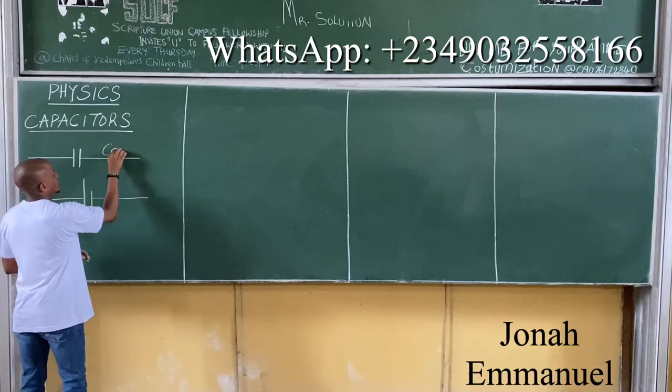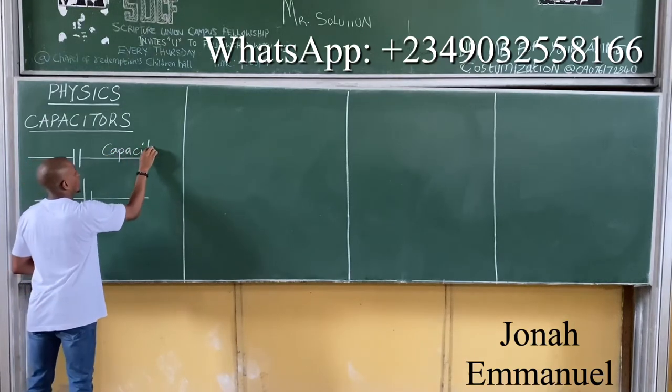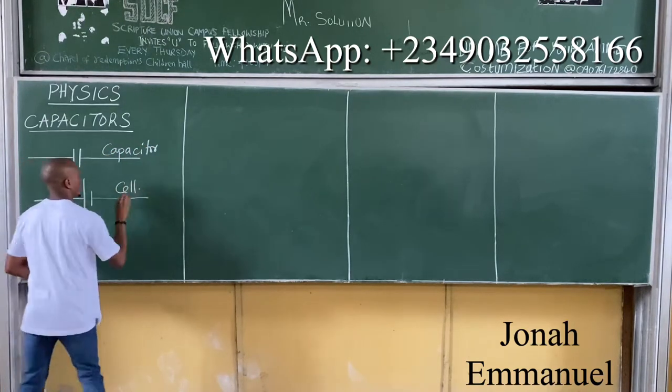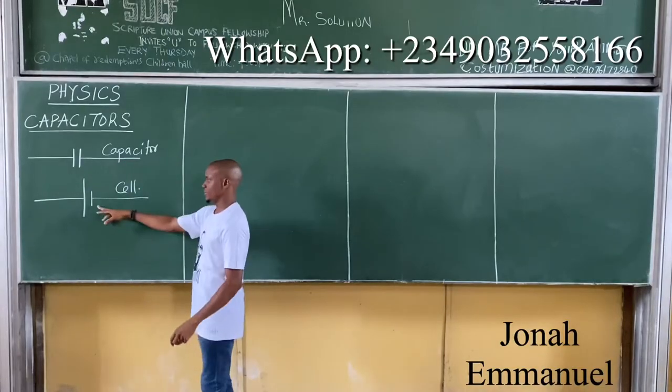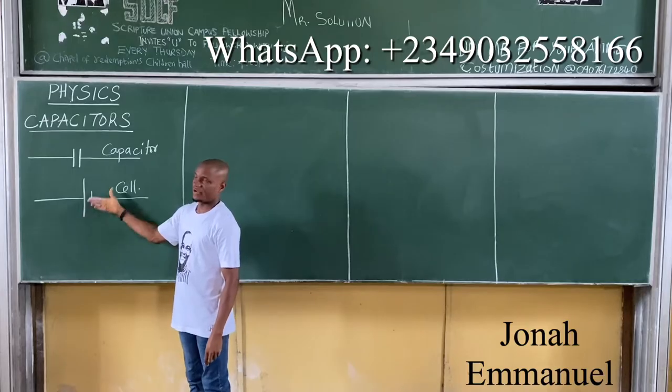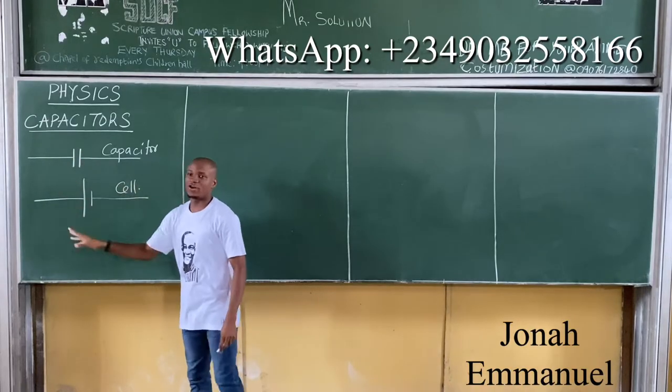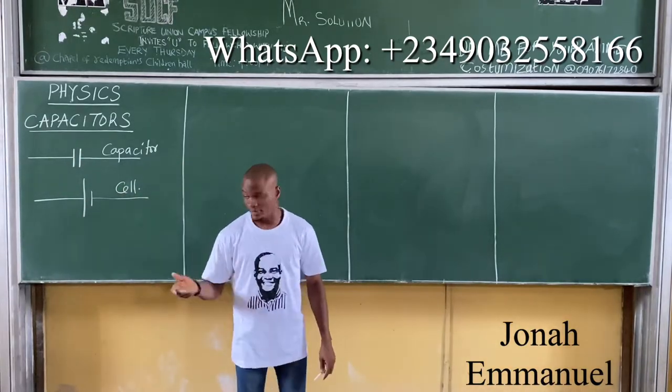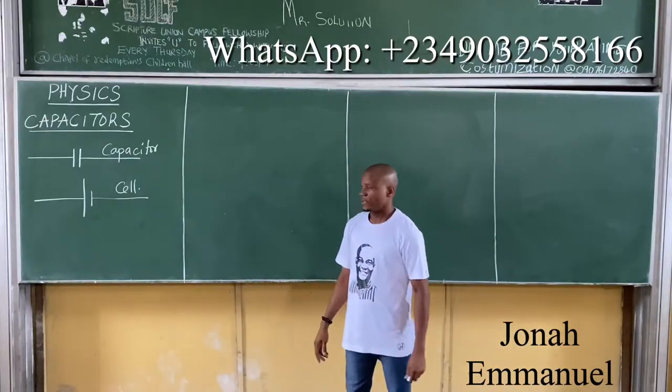So the difference between the capacitor, this is for the capacitor, and this is the cell. The difference is that for a cell, as you can see, one of these lines is longer than the other. For a capacitor, both lines are of equal length. So that's it. Next up, let's take down.